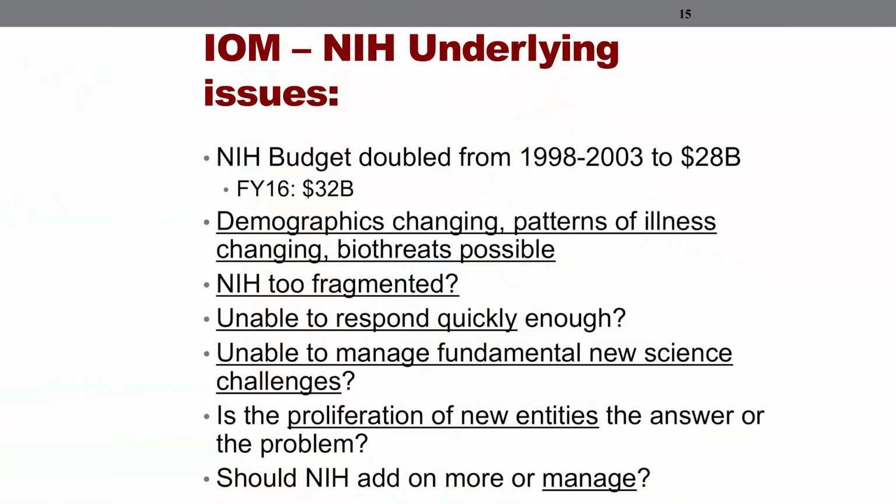But the demographics are changing. The patterns of illness are changing. We have a threat of biothreats. Is NIH too fragmented to cope with all these challenges? Can it respond quickly enough? These are all issues that the report raises. It wants to avoid proliferation of new agencies, and in fact, Congress did that as part of its reform legislation. You can't have a new institute at NIH unless you close down another one.